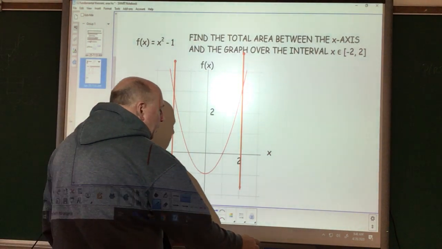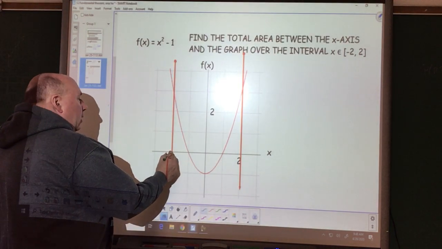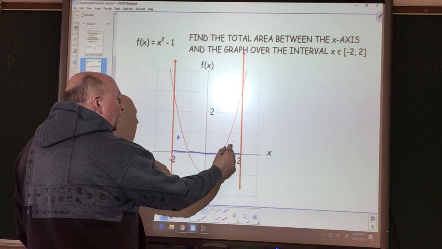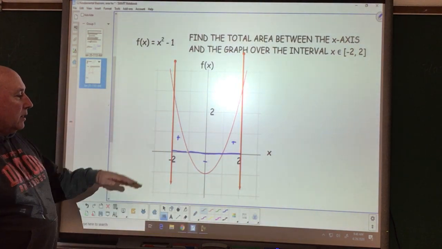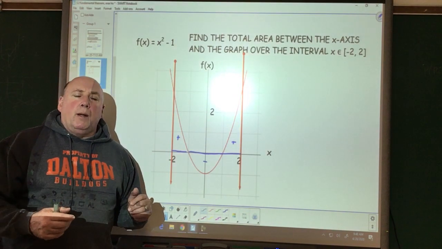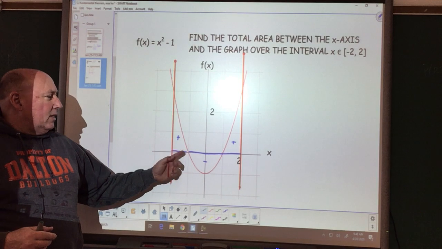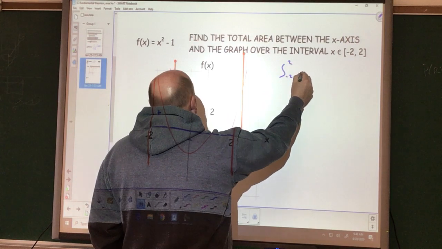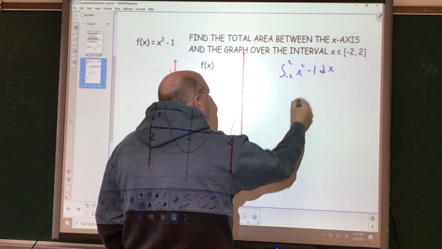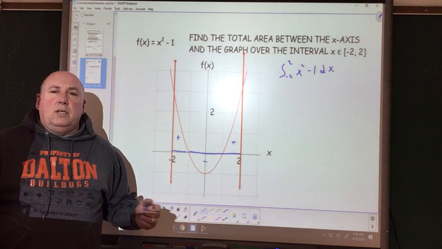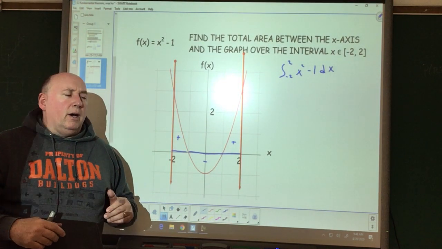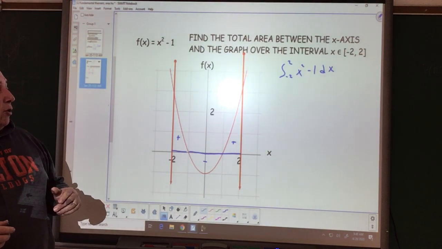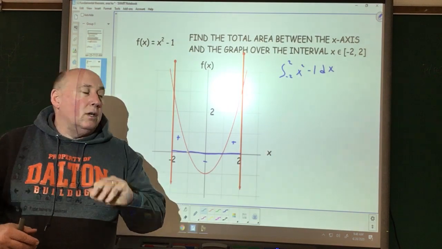Now the problem we run into with this total area is, here's my x-axis here. This area is positive, this area is positive, and this area is negative because I'm below the x-axis. So I have to watch what I'm doing here, because if I just do my antiderivative from -2 to 2 of x squared minus 1 dx, these areas are going to cancel each other out, and we'll have a very, very small area. We need to be able to calculate a total amount of area. So to calculate this total amount of area, I need 3 different integrals.